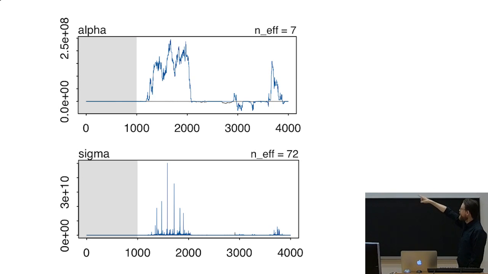And then for sigma, the blue one again is just leaping all over the place as it tries to cope with the wild swings of alpha up there. The chain is having fun, but it's not getting a good inference. So what's gone wrong here?